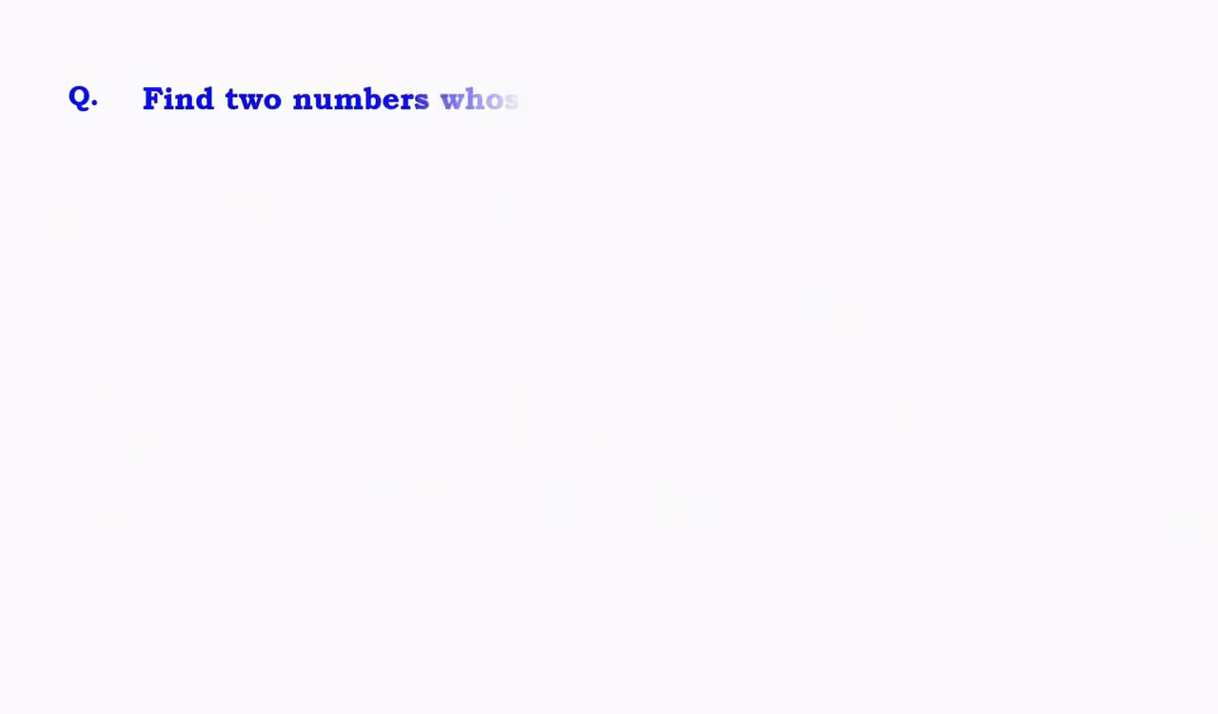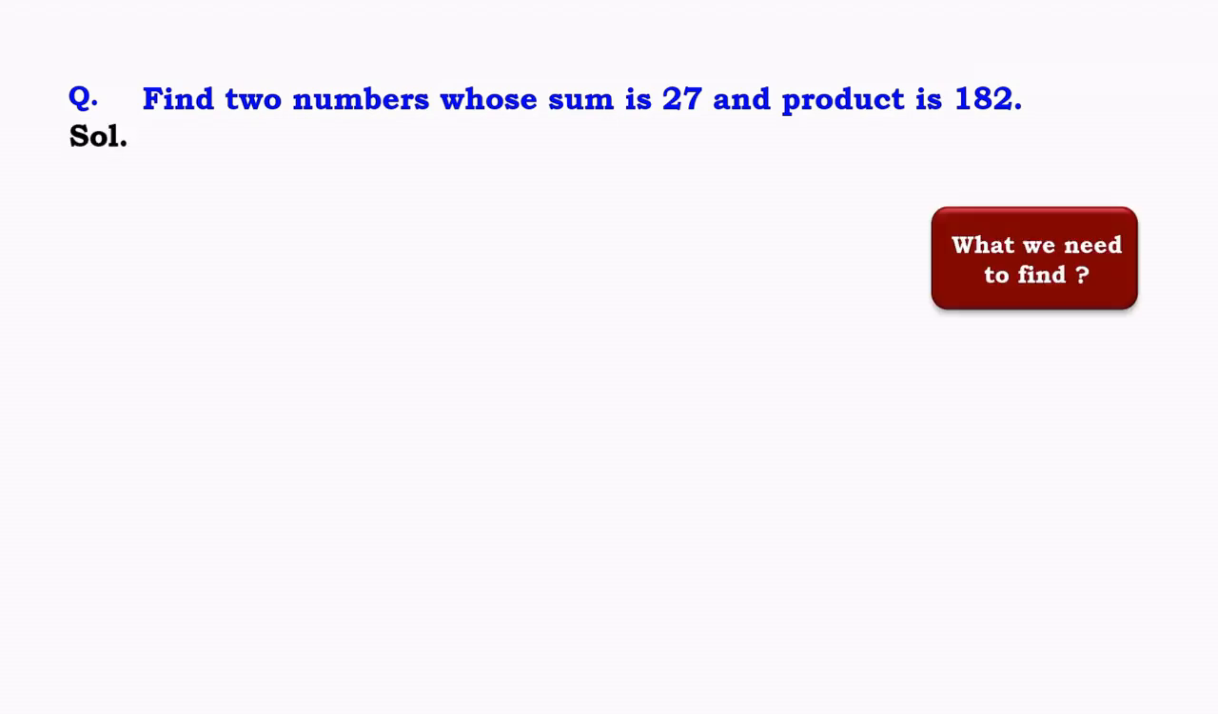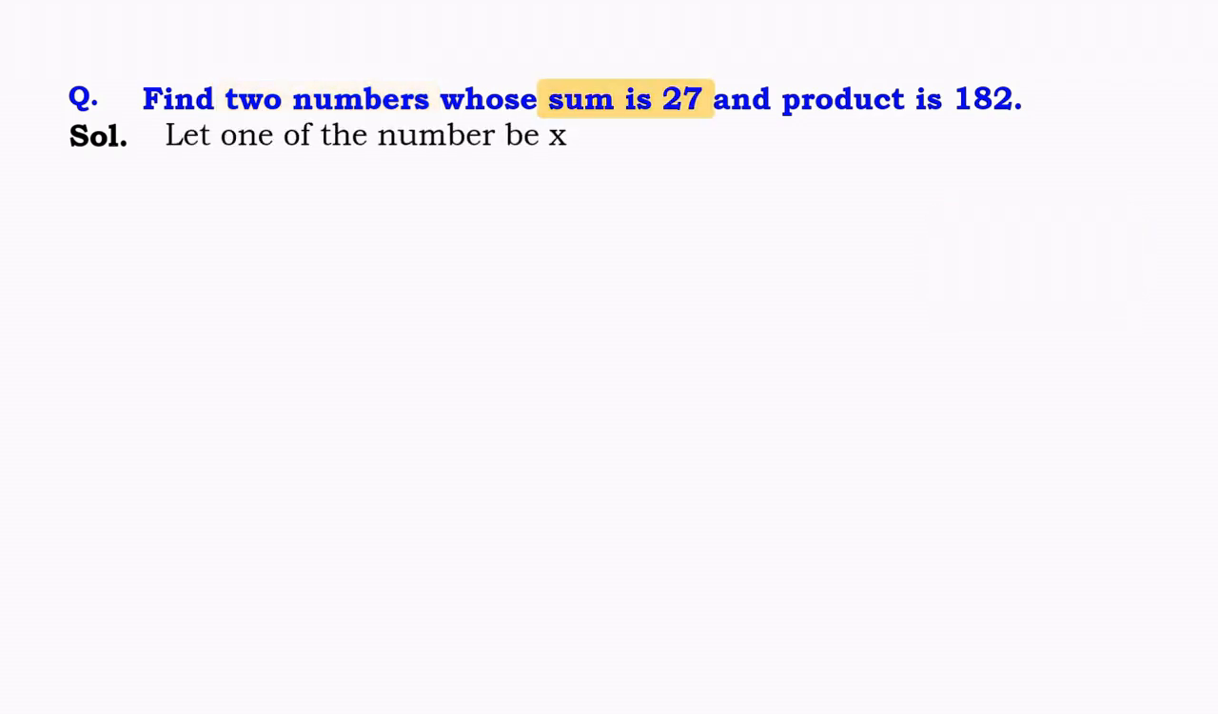Let us now solve another word problem based on numbers. First, let us read the question carefully. Find two numbers whose sum is 27 and whose product is 182. Now let us understand what we need to find. We need to find two numbers. Since we do not know the numbers, let us assume one of the numbers is x.